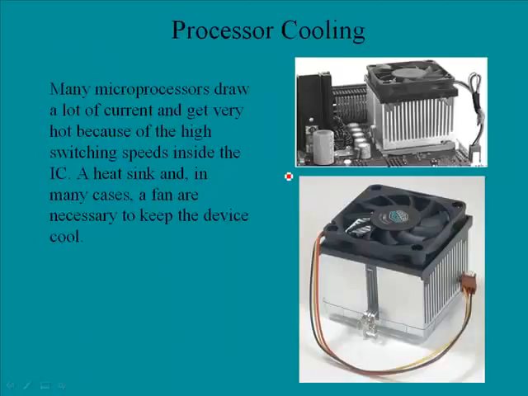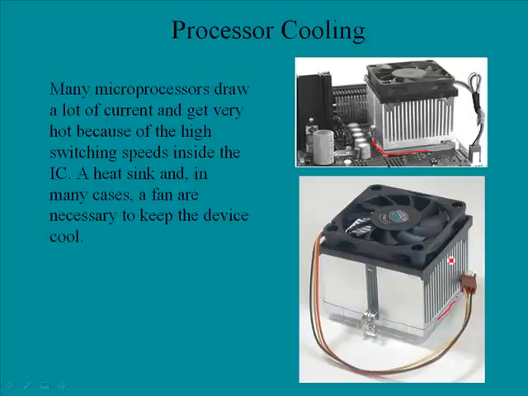Okay, processor cooling. Many microprocessors draw a lot of current and get very hot because of the high switching speeds inside the IC. A fan is necessary to keep the device cool. And so here we see this is the heat sink, and then this is the fan. Actually, the microprocessor is this little piece down here. It's right down in this area.